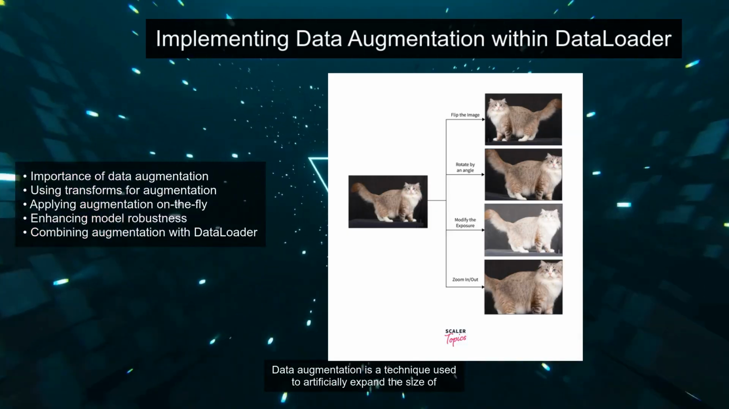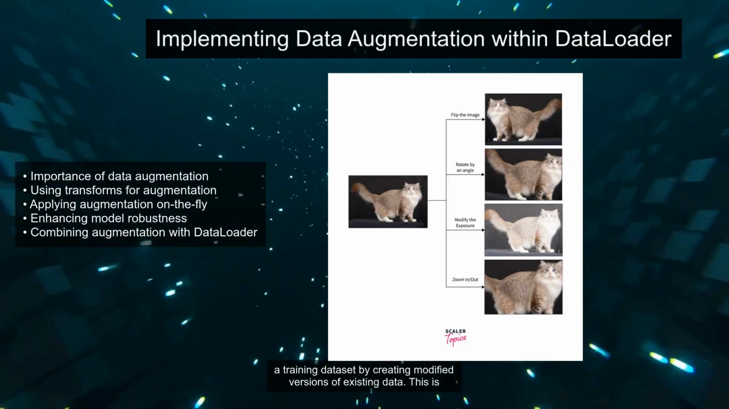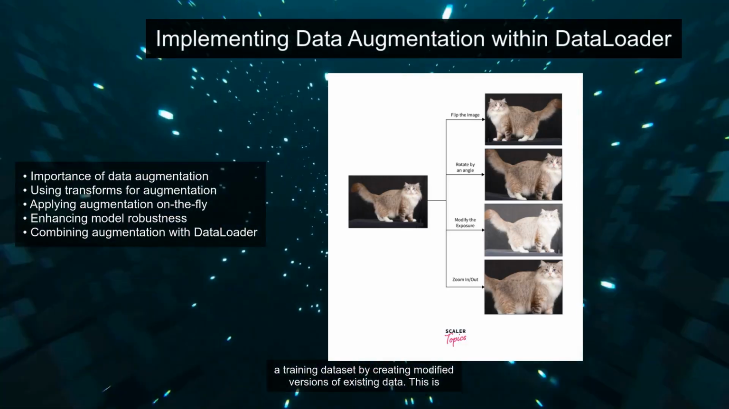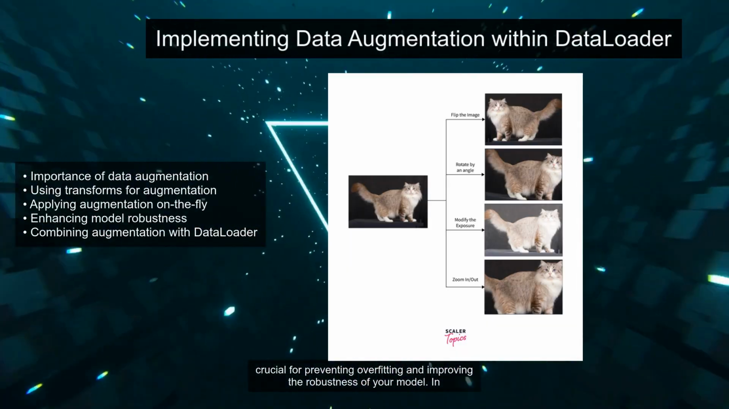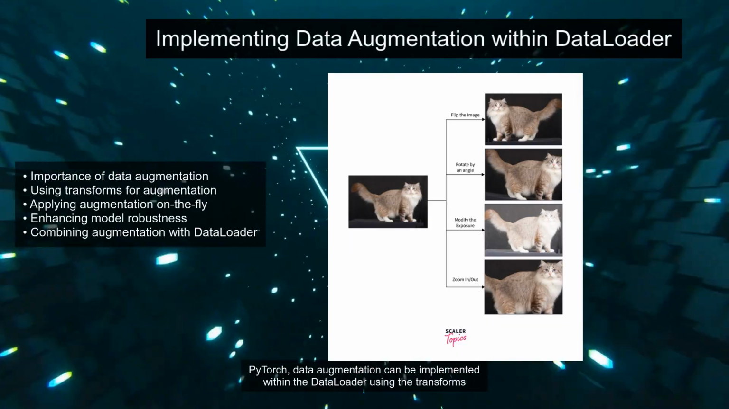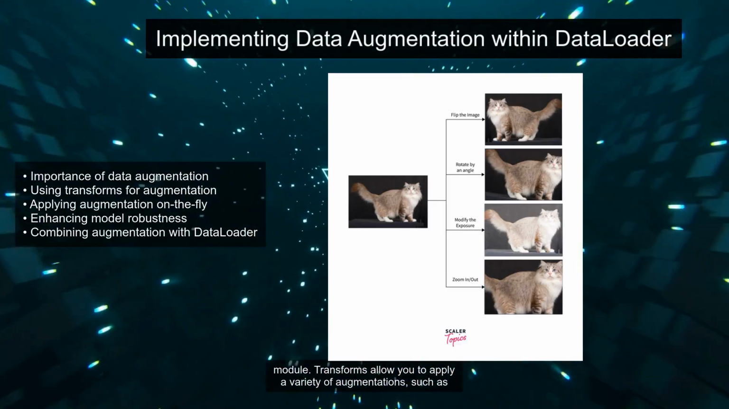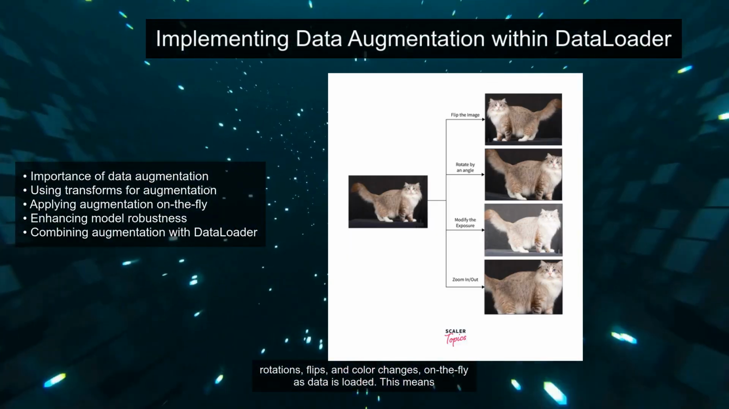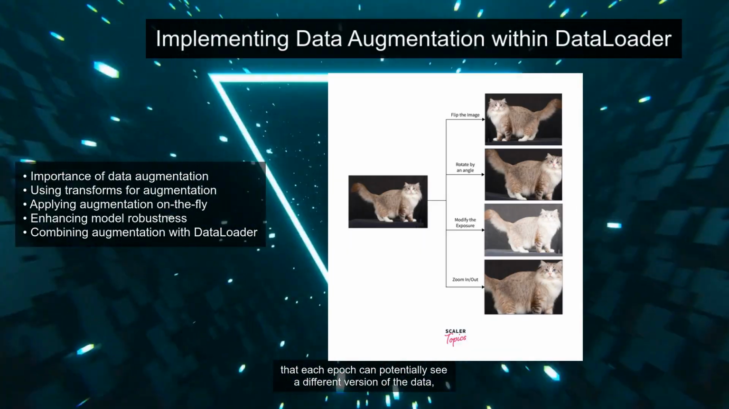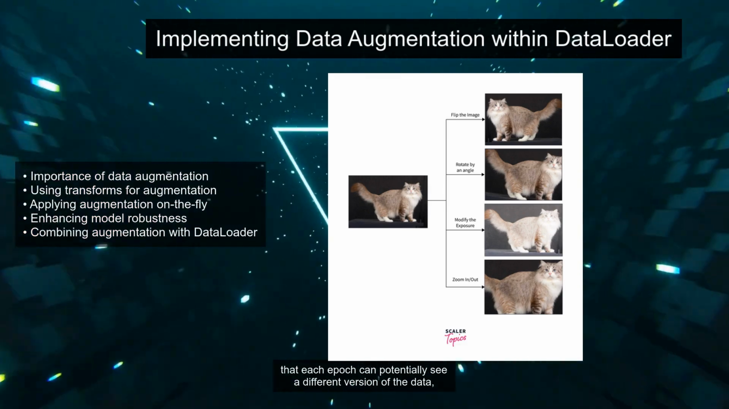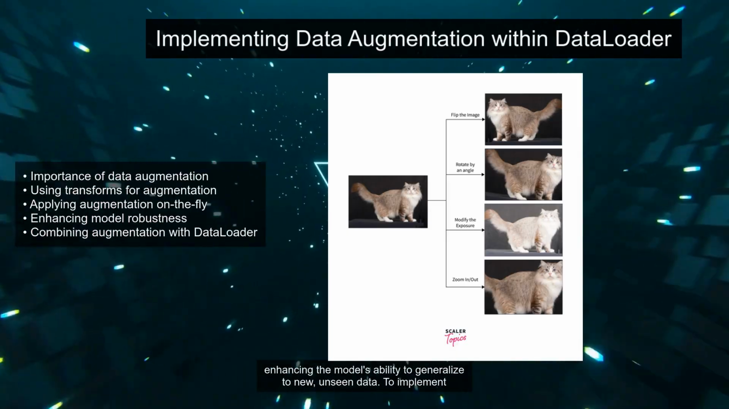Data augmentation is a technique used to artificially expand the size of a training dataset by creating modified versions of existing data. This is crucial for preventing overfitting and improving the robustness of your model. In PyTorch, data augmentation can be implemented within the data loader using the Transforms module. Transforms allow you to apply a variety of augmentations, such as rotations, flips, and color changes, on the fly as data is loaded. This means that each epoch can potentially see a different version of the data, enhancing the model's ability to generalize to new, unseen data.